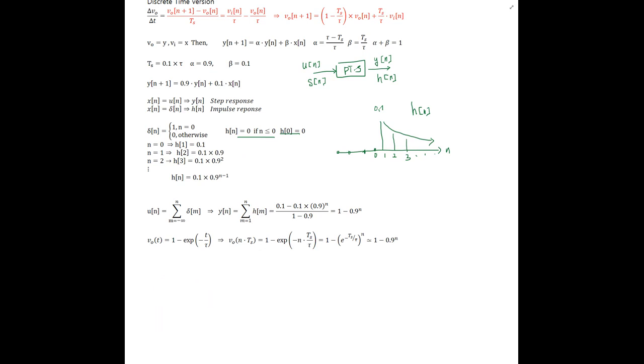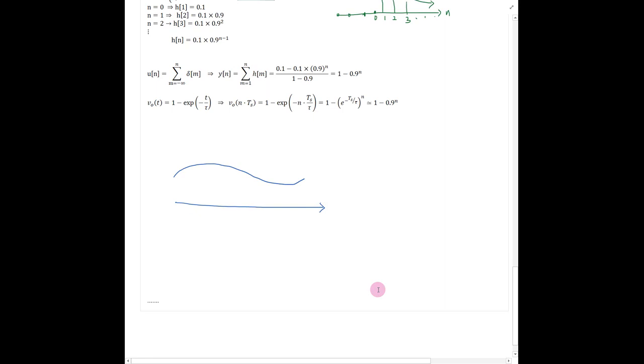To understand the convolution operation, I would like to plot an input sequence, something like this one. This is the input sequence. And I would like to measure the output sequence at time sequence number n, yn. I would like to find that out.